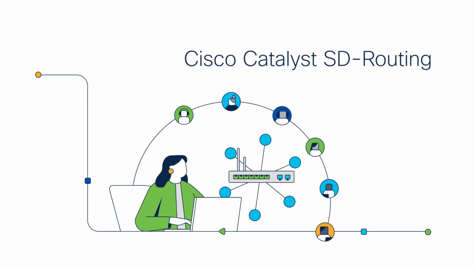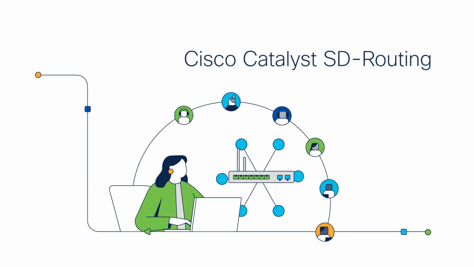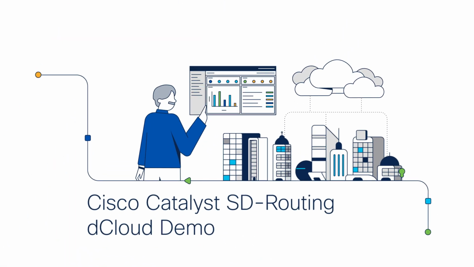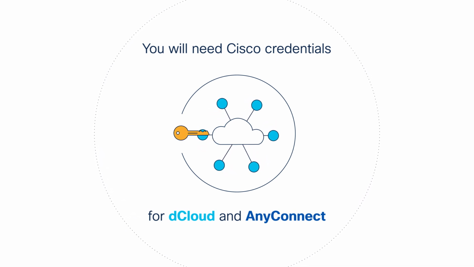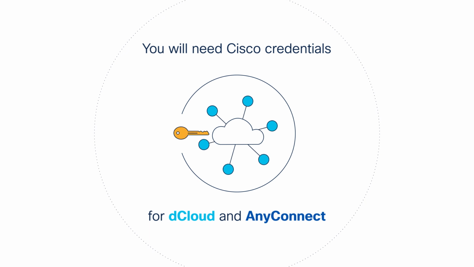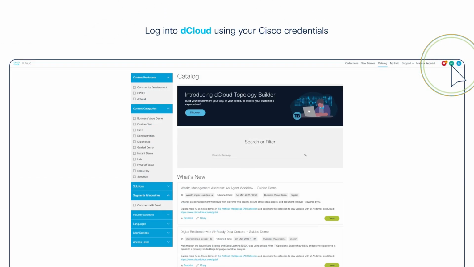Cisco Catalyst SD routing is a powerful way to help customers streamline traditional routing management. You will learn how to use dCloud, Cisco's online demo platform, to demonstrate the solution. To get started, you will need valid Cisco credentials to access the dCloud demo as well as the AnyConnect VPN client. Start by logging into dCloud using your Cisco credentials.